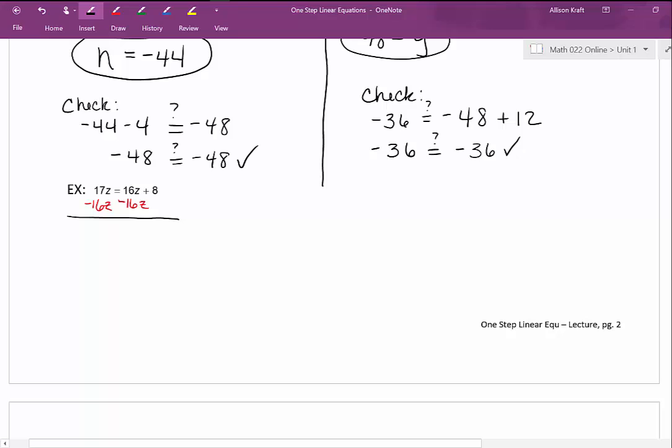17z minus 16z leaves me with 1z. As we've discussed in earlier lectures, you can either write the 1 in front of the z or not. Z's cancel out on the right-hand side, and I'm left with just a positive 8. We end up with 1z equals 8, or simply z equals 8.